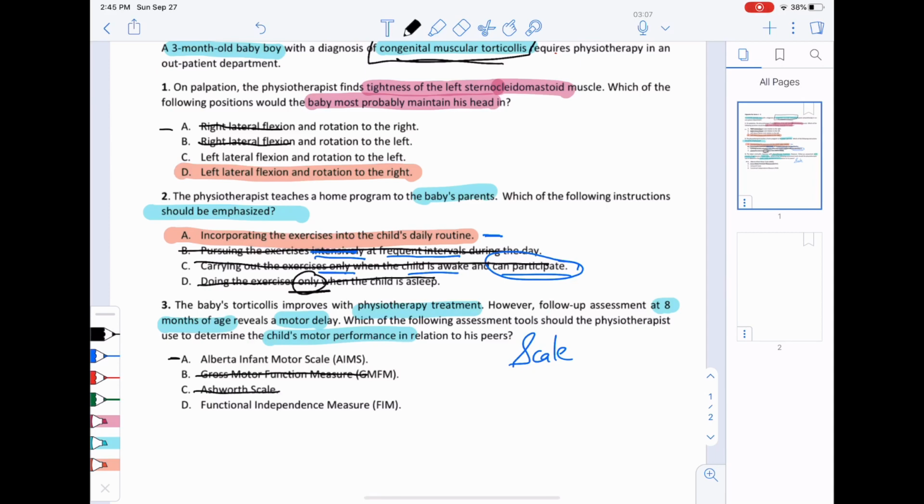Ashworth scale, again, you do not need Ashworth or even modified Ashworth for this child. You don't really need it for gross motor delays. And then there is functional independent measure. Again, you are not measuring the child's functional independence, you are measuring the child's motor performance. Okay, so we don't even need this. So the answer is pretty straightforward. It is Alberta Infant Motor Scale.